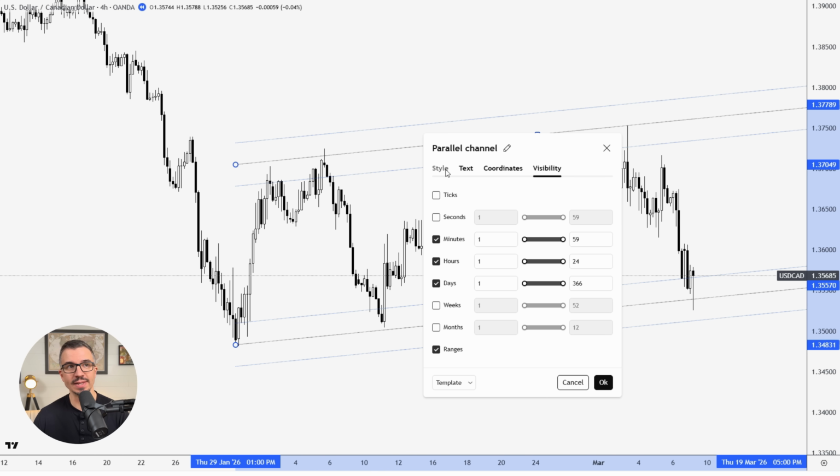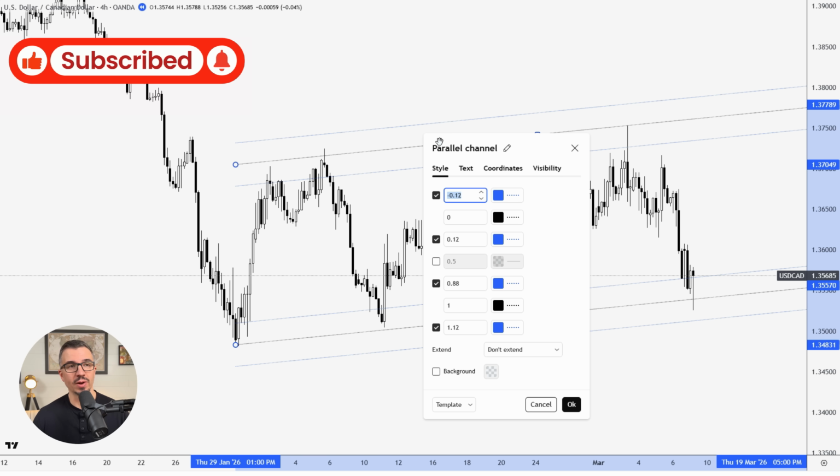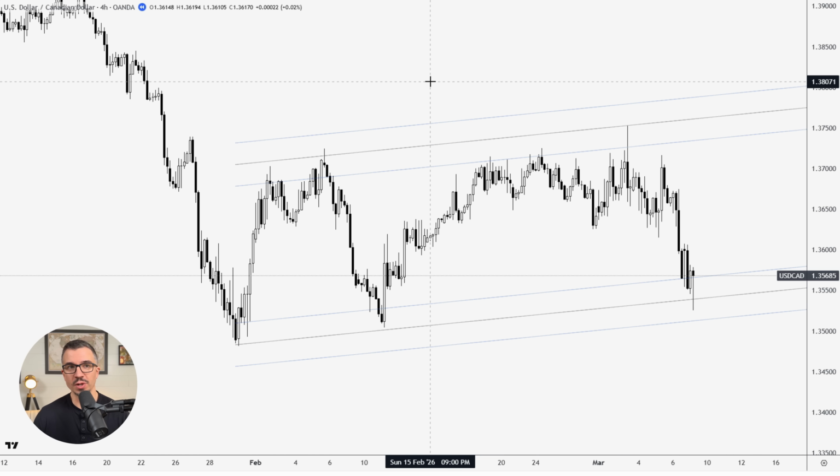So these are my settings, again, this is just a parallel channel in TradingView. If you go into your sidebar, there is a parallel channel tool there. If you set it up like this with these settings, then you will get something similar to what I have here. So again, just a simple parallel channel. I don't use this to blindly buy or short at these levels, and I'll show you why I don't do that in this example.